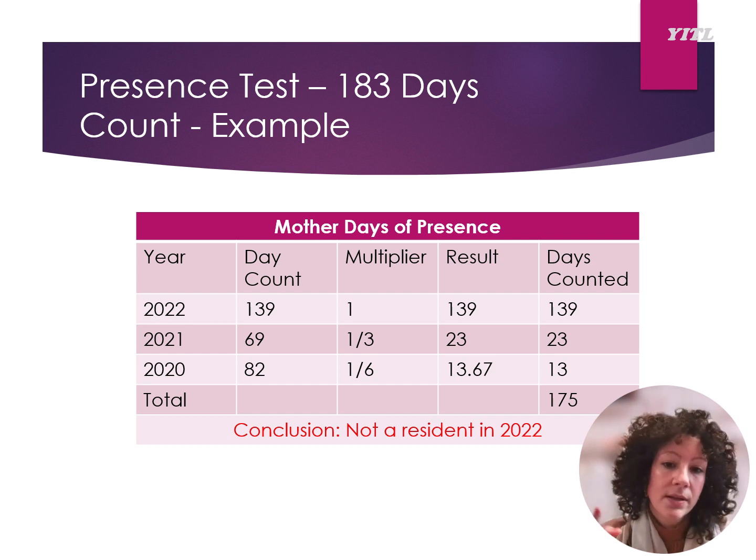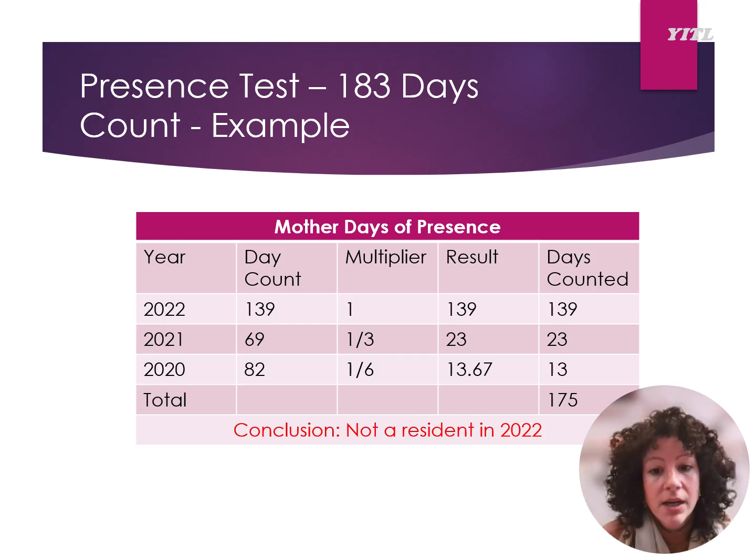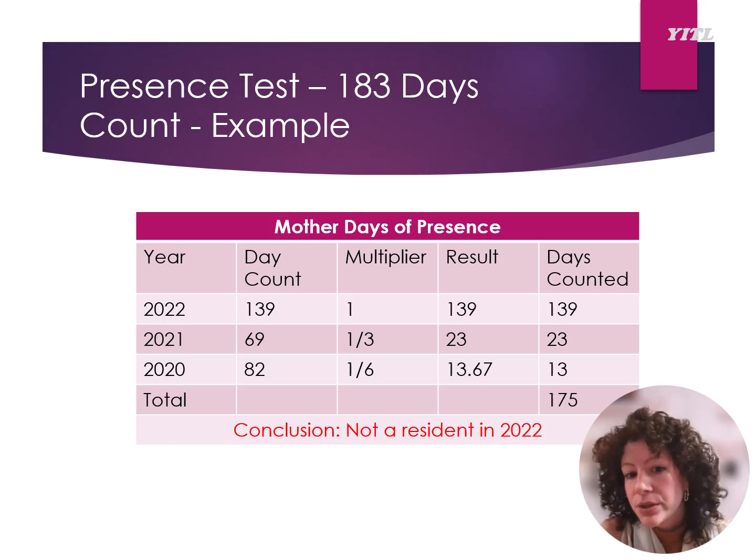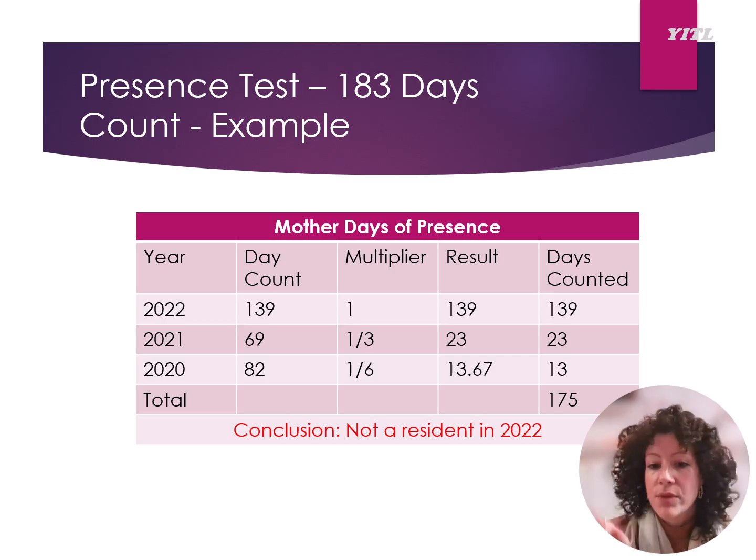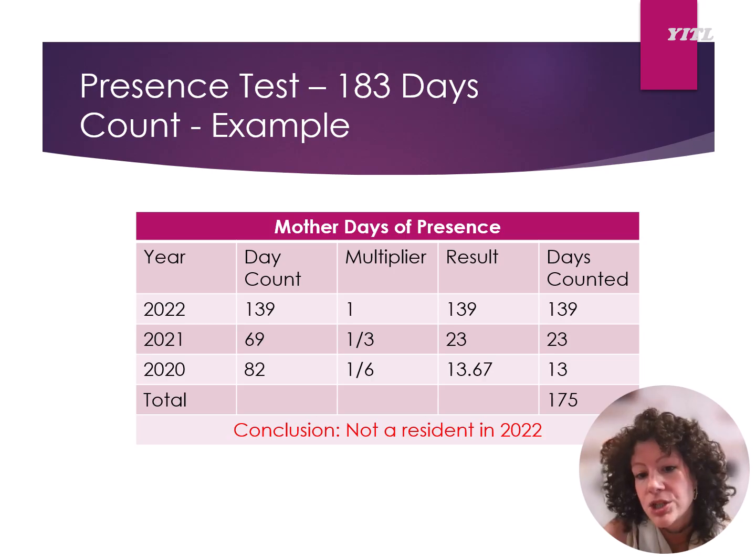But here you can see that, based on the numbers she sent us, she's below 183 days over this 3-year period. And although she has spent way above 31 days in the US in 2022, because she is below 183 days over those 3 years, she doesn't meet the 2 prongs of the residency definition. Therefore, she is not a resident in 2022.